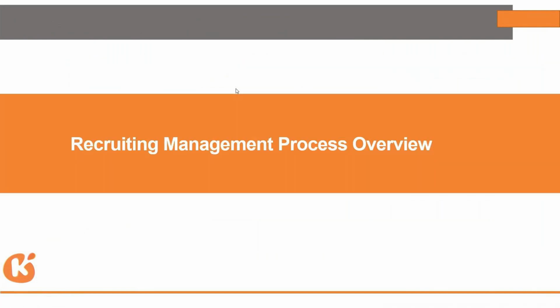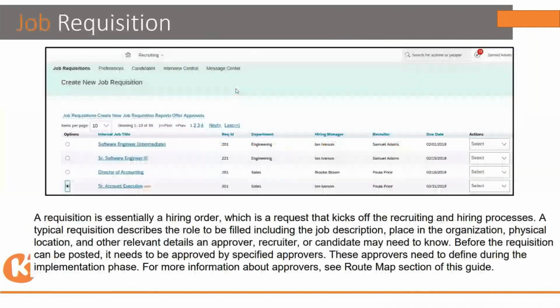Then let's see the recruitment management process. Here you can see the job requisition. In this new job requisition, you can see there are four different job requisitions coming. Each time you create a requisition, a requisition ID will be created automatically. Then you can assign who will be the recruiter and who's going to be the hiring manager for this particular requisition. Like this, you can create everything in the system.